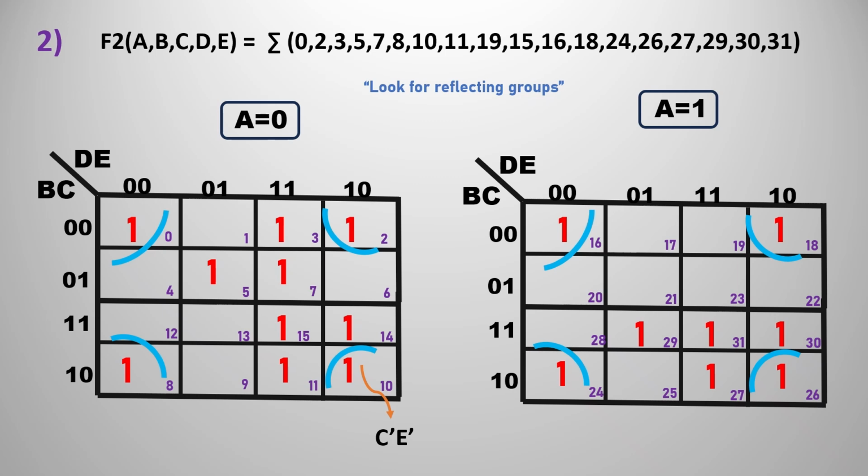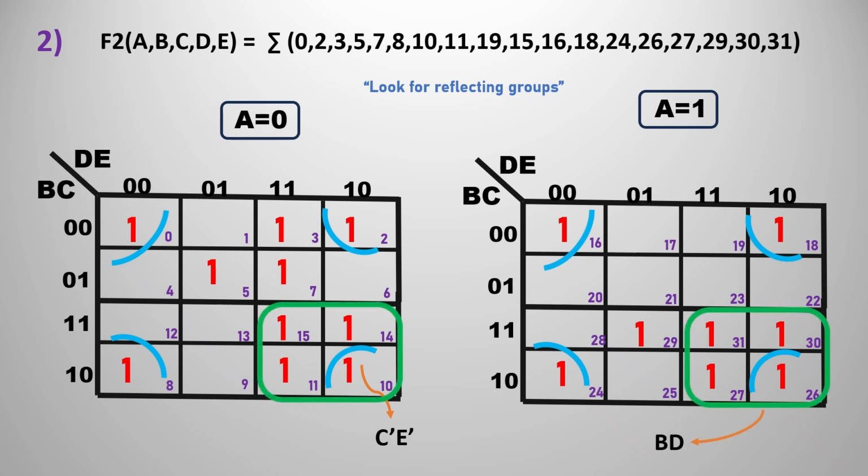If the group is present in only one K map, in that case we are going to include A also. But this is a reflecting group. A is changing from 0 to 1. So we should not consider A, and we should only write according to any one K map. Both will be same. So that is the 8 grouped K map, and the output is C bar, E bar.